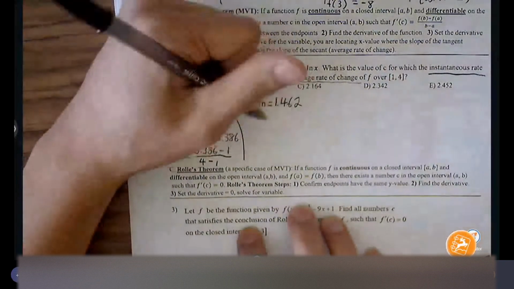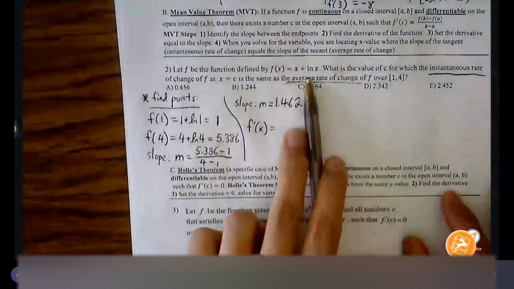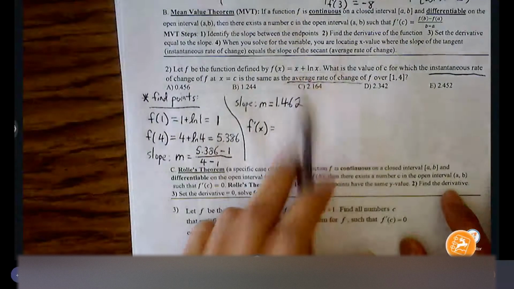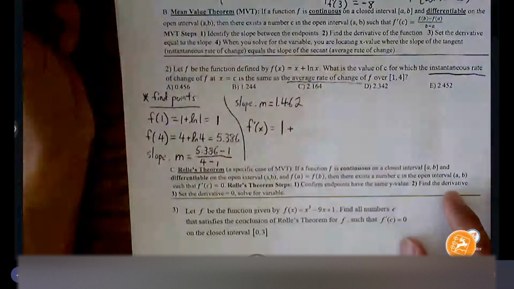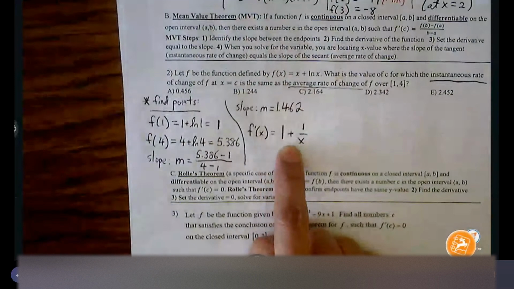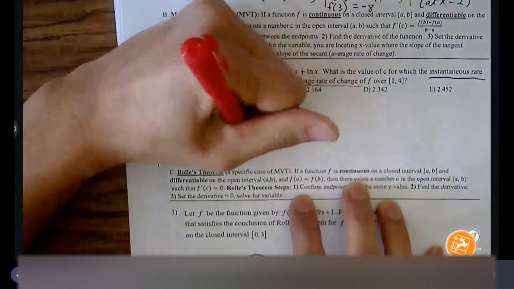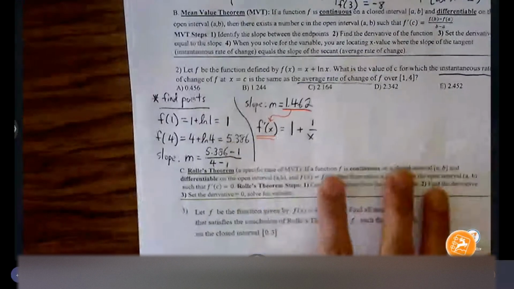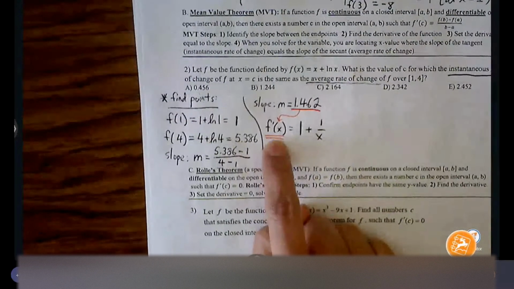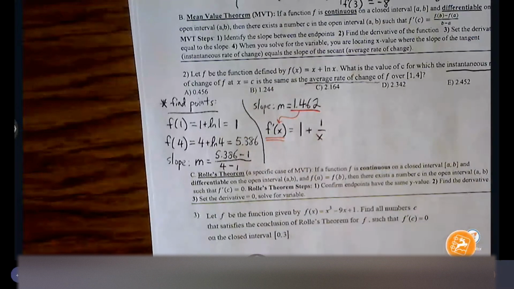Okay, so let's find f prime now. All right, what is x going to turn into? 1. Natural log of x turns into 1 over x. So we have our slope formula. We have the slope that we're targeting. And we're just going to set them equal to each other. Or another way of thinking about it is I'm going to replace the slope slot with a specific slope value, and I'm going to solve for x. When I solve for x, I can figure out the exact location where that exact slope of 1.462 sits on the curve.